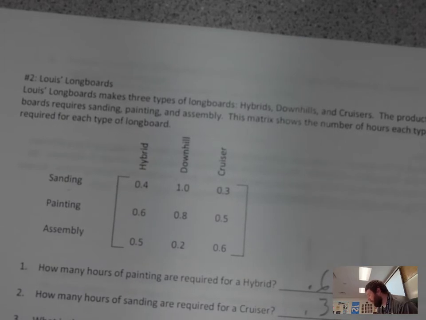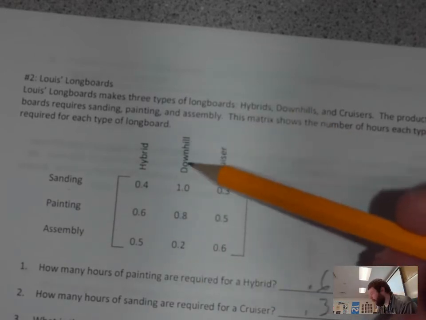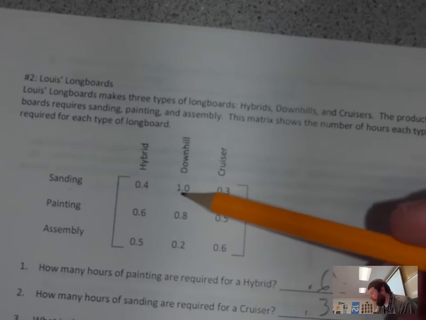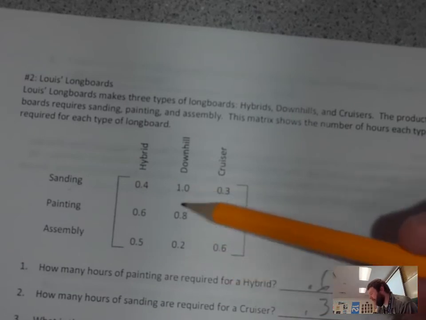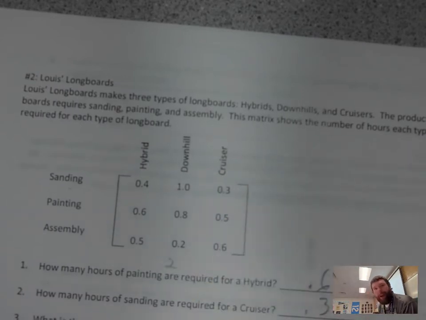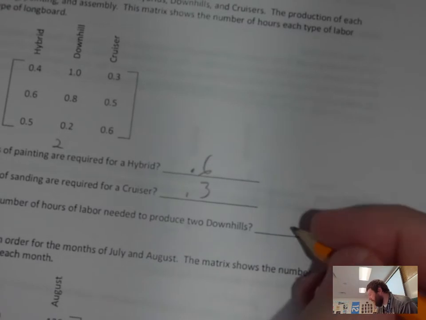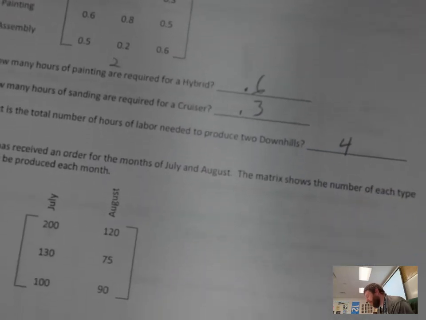Okay, what is the total number of hours of labor needed to produce 2 downhills? Here is the number to produce 1, right? 1 hour for sanding, 0.8 for painting, and assembly would be 0.2. If I add those all together, that would be 2 hours. But it wants me to know how many it would require for 2 downhills, which means I'd need to double that to 4, right? So that'd be 4 hours. This is pretty tough stuff, right? I'm going to do one more and then I'll let you guys work.